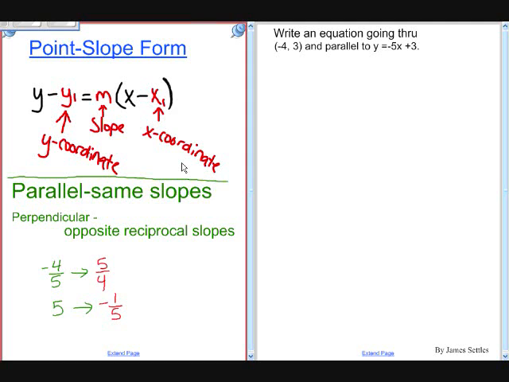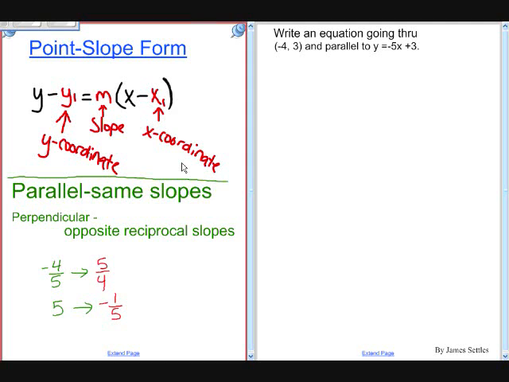So first, looking over to the left, parallel slopes are the same slope. Whenever we have something that is parallel to an equation, we're going to find the slope in that equation, and we're going to use the exact same slope. Then perpendicular is the opposite reciprocal slope.